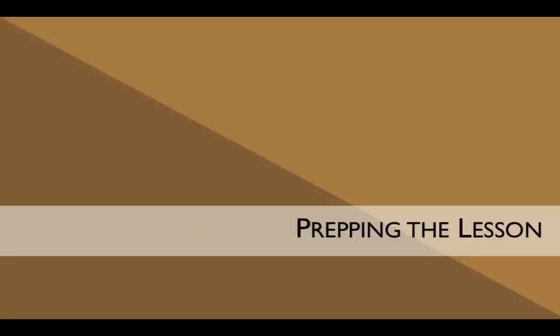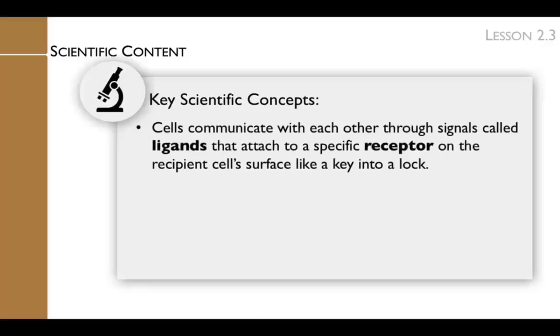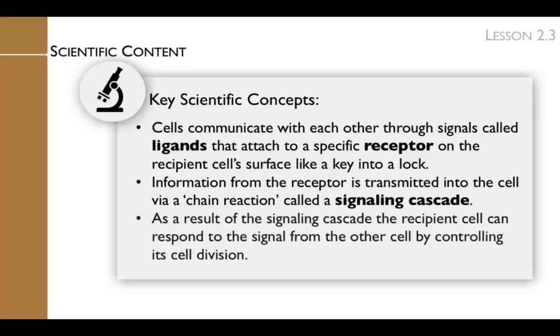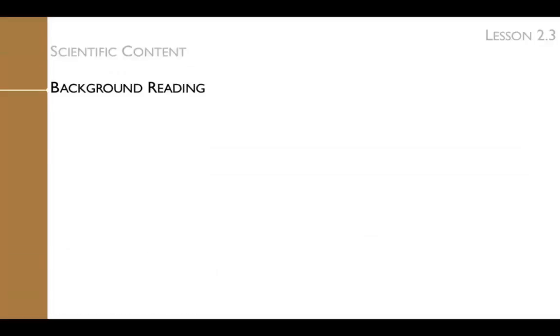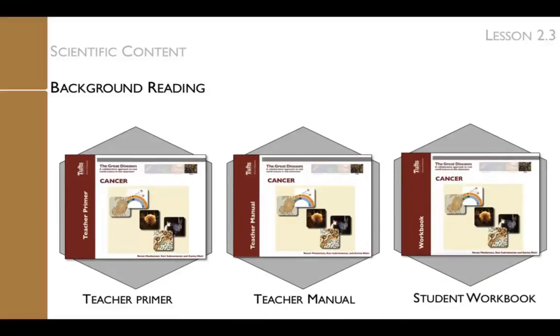To prepare for this lesson, you'll need to review the following key scientific concepts that will be presented throughout the lesson. Cells communicate with each other through signals called ligands that attach to a specific receptor on the recipient cell surface, like a key into a lock. Information from the receptor is transmitted into the cell via a chain reaction called a signaling cascade. As a result of the signaling cascade, the recipient cell can respond to the signal from the other cell by controlling its cell division. You can review the scientific content in the background reading provided for you in the teacher primer, the teacher manual, and the student workbook.